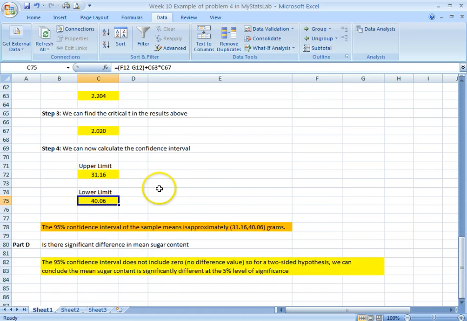But once we have these two, we can say that our 95% confidence interval of the sample means is approximately 31.16 to 40.06, and I think the measurements were in grams. So now we move to our last part, part D, and it asks, is there a significant difference in the mean sugar content? So our answer would be the 95% confidence interval does not include 0, so there's no difference value. So for our two-sided hypothesis, we can conclude the mean sugar content is significantly different at the 5% level of significance.